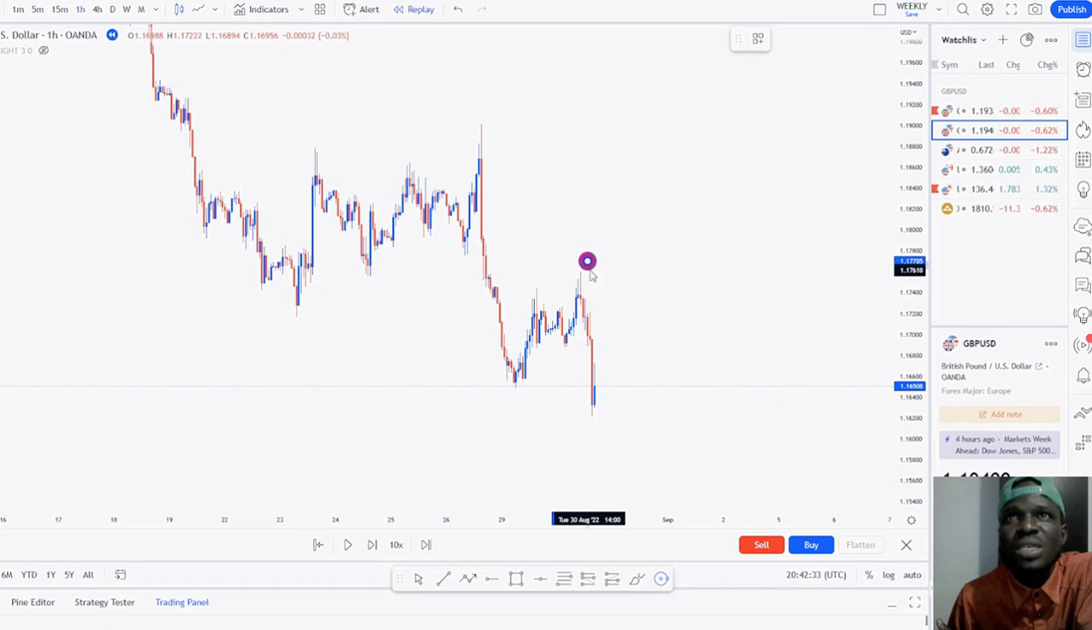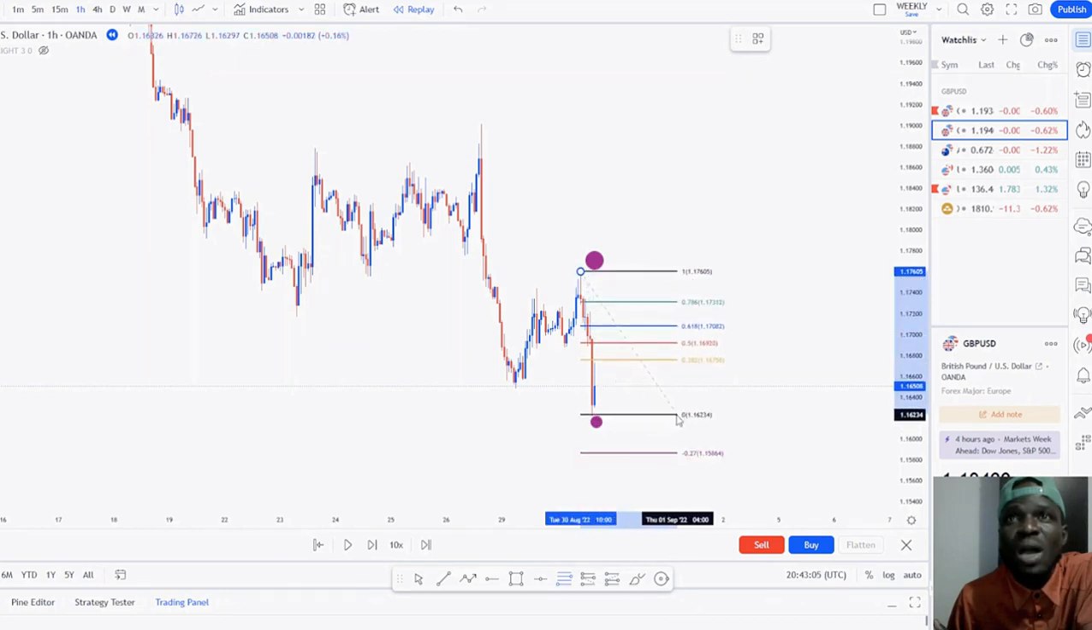This zone here was the last lower high that was created in the market. This zone here is the current lower low. How do you connect your Fibonacci? It's by connecting the recent lower high to the recent lower low. Now this space is the recent lower high, then you connect it to the recent lower low. Now our Fibonacci has been established.